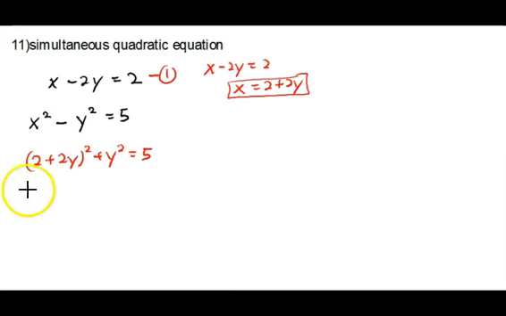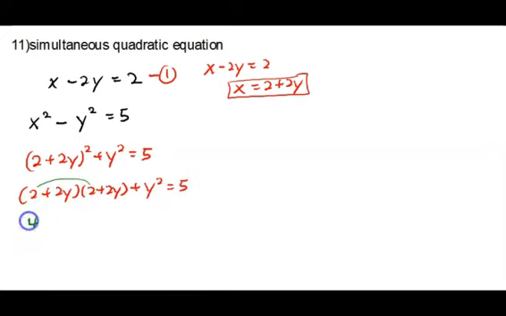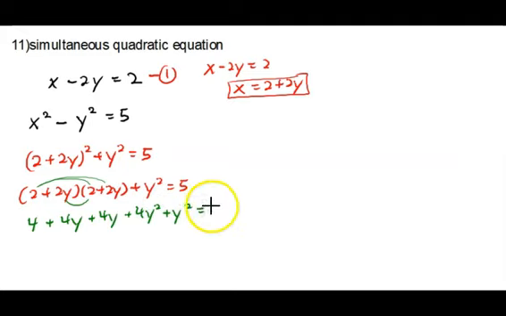So here it becomes 2 plus 2y, all squared, plus y squared equals 5. So now I'm going to expand this. Okay, now I'm going to simplify this. So here we got 4, here we got 4y, and we also have 4y plus 4y squared plus another 4y equals 5. Okay, so we are going to simplify this.